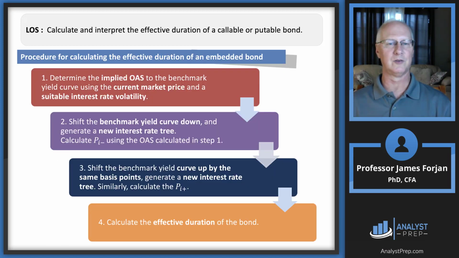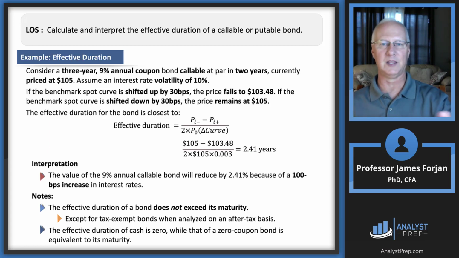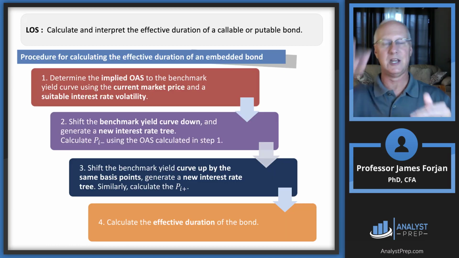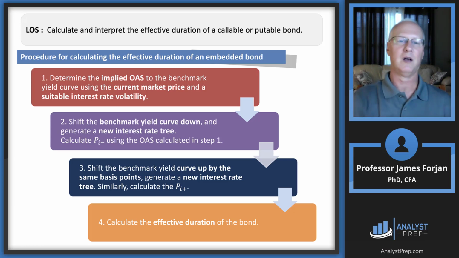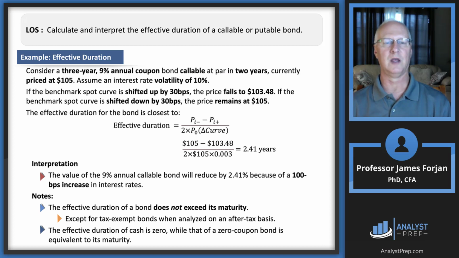So go back here. Steps 2 and 3, those sound like super difficult steps. However, they're not, especially in this case, if they're given to you. But if they're not given to you, then you have to go through that entire process that we just did with all of the backward induction and the interest rate tree. But my guess here is that you're going to be given the 103.48 and the 105. And so you just use that formula there.